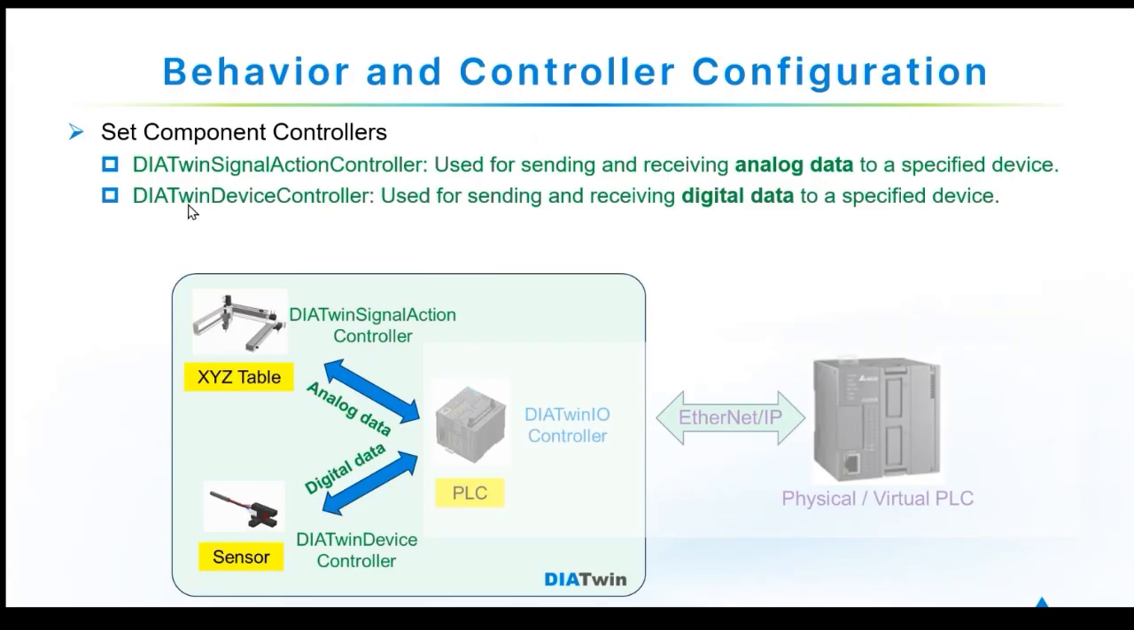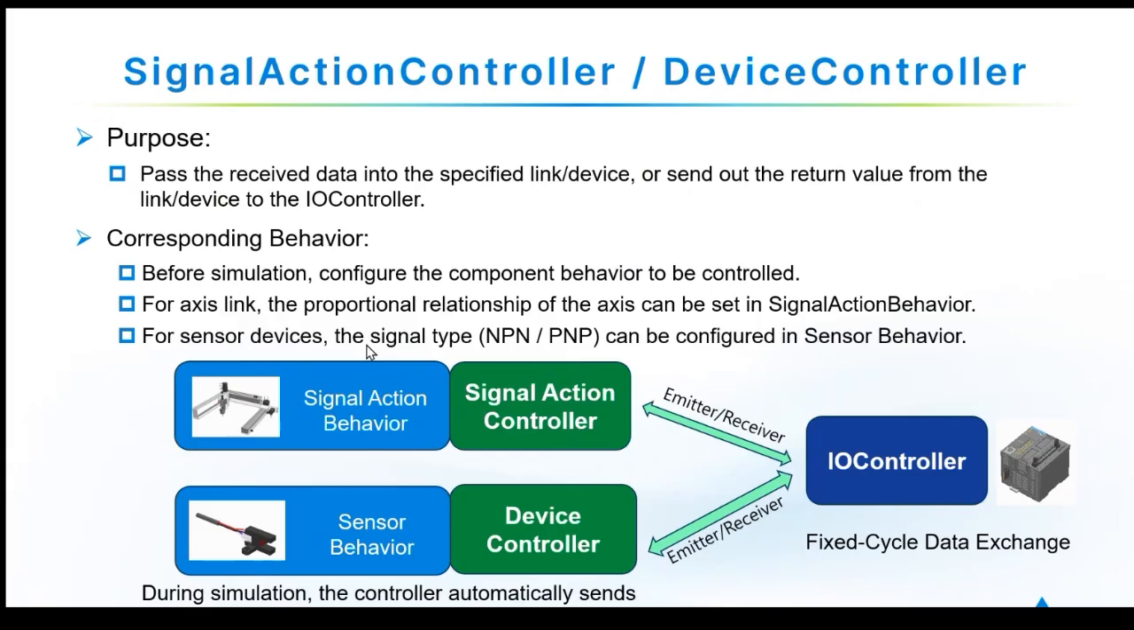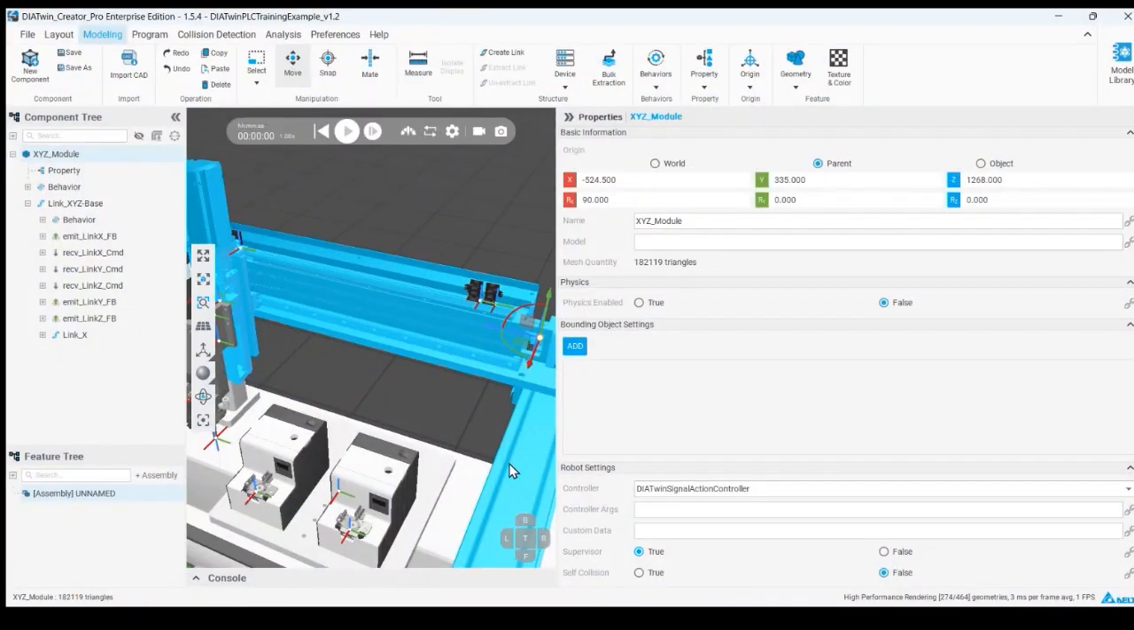First of all, I will just go through it again, so that is our purpose. What this signal action controller and device controller will do is pass the receiver data or emitter data to the specific link device to make it have the behavior of the electrical component, or maybe the behavior of a movable XYZ table. To realize this, we have to create the behavior for it. Like for the XY table, we create the signal action behavior, or like for the sensor, we create the optical sensor behavior. And most of these behaviors in DIATwin are right here.